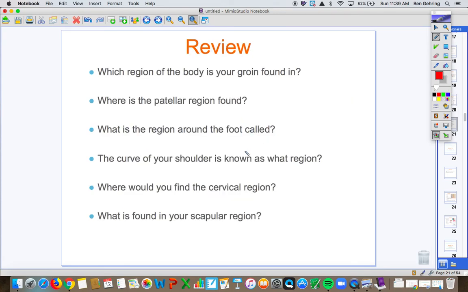Make sure you can answer these questions. Which region of the body is your groin found in? Where is the patellar region found? What is the region around the foot called? The curve of your shoulder is known as which region? Where would you find your cervical region? And what is found in your scapular region? Make sure you can answer those.